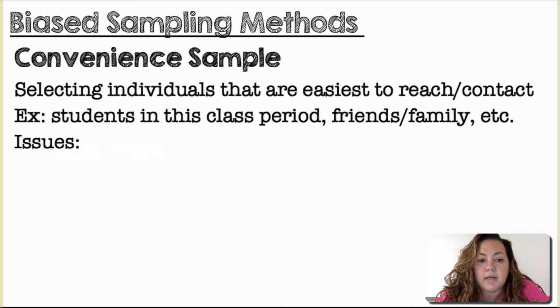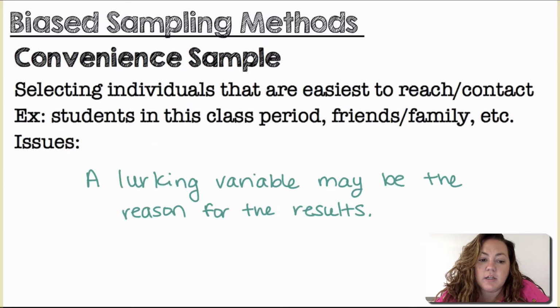Another bias method is convenience sampling. So selecting individuals that are easiest to reach or contact. So students in this class period, friends or family, etc. The issue is that a lurking variable may be the reason for the result. So maybe if you only pick your friends, well, they're your friends because you are maybe like-minded. So they might pick the same thing as you would have picked. And if you had ventured out and gotten a simple random sample, you might get more of a variety.